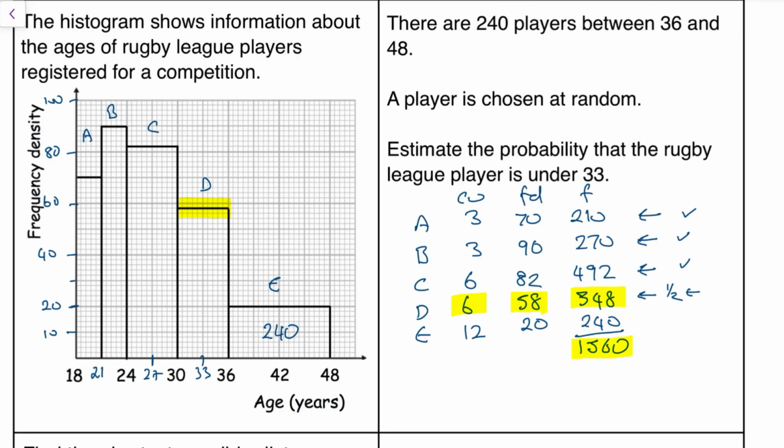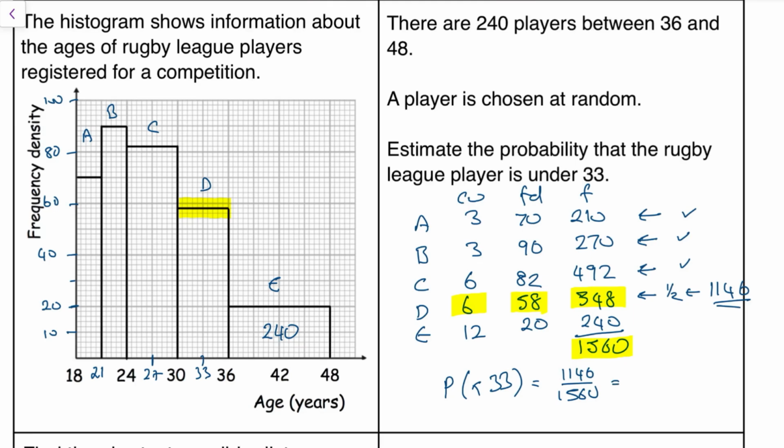So 210 plus 270 plus 492 plus half of 348. So 348 over 2 in my calculator. And that gives me 1146. These are not great numbers, are they? Therefore, the probability of being under 33, so that's just terminology for probability under 33, is equal to 1146 over 1560.